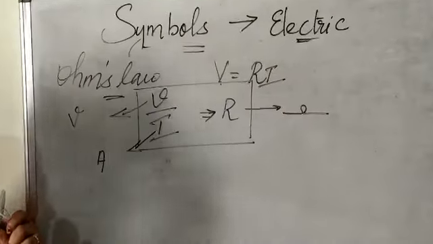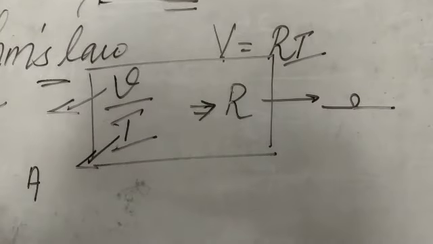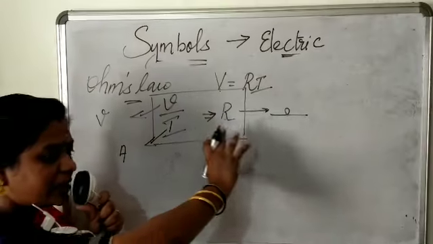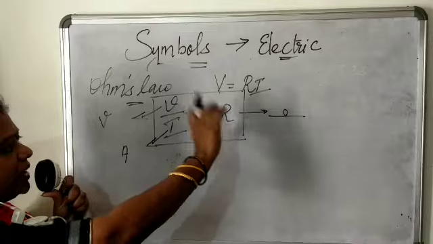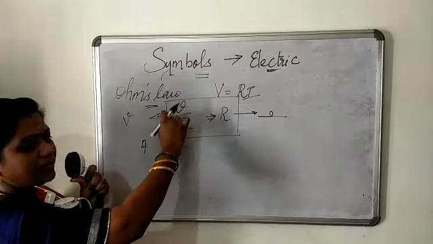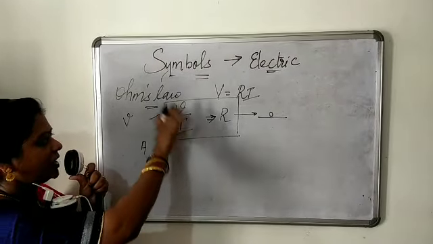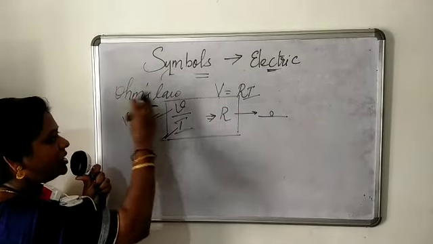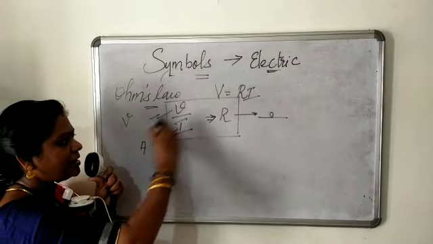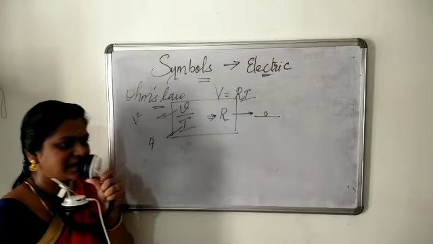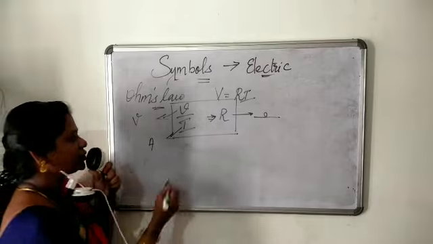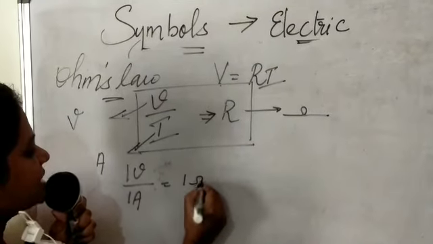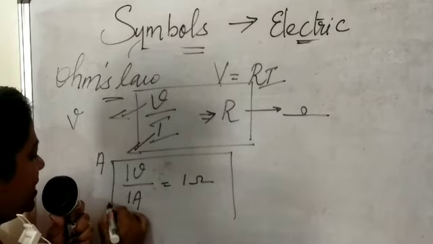So Ohm's law, we know that V is equal to R into I. We derived Ohm's law to find this R, that is its purpose. So if we need R, it is V divided by I. In SI units, voltage is in volts, I is in amperes, and R is in ohms. So 1 volt divided by 1 ampere is given as 1 ohm. This is the SI unit.